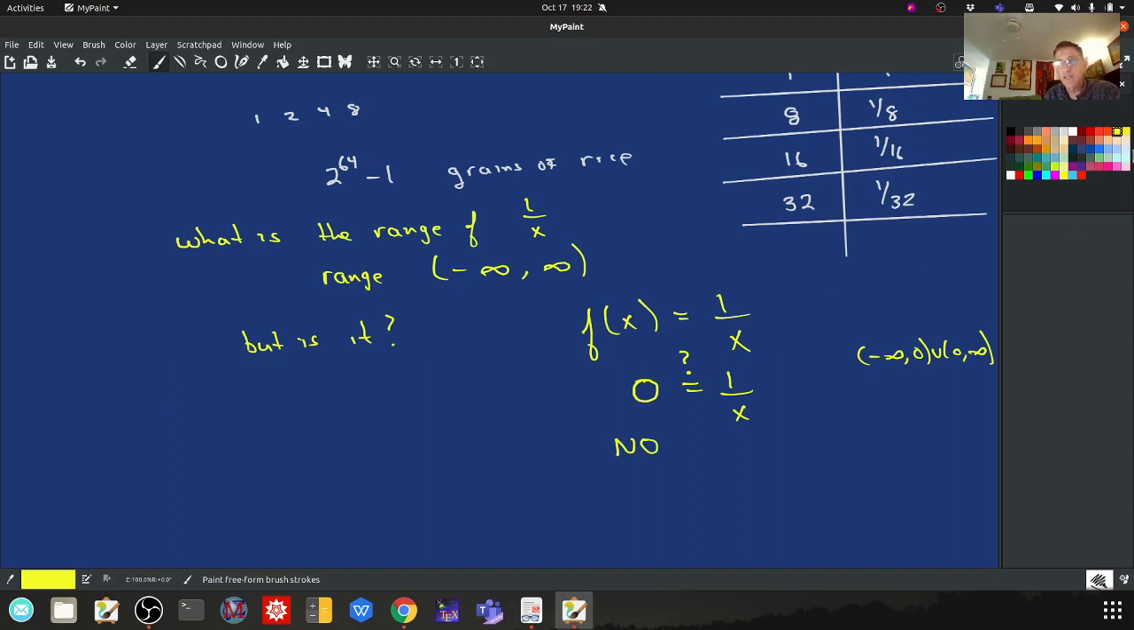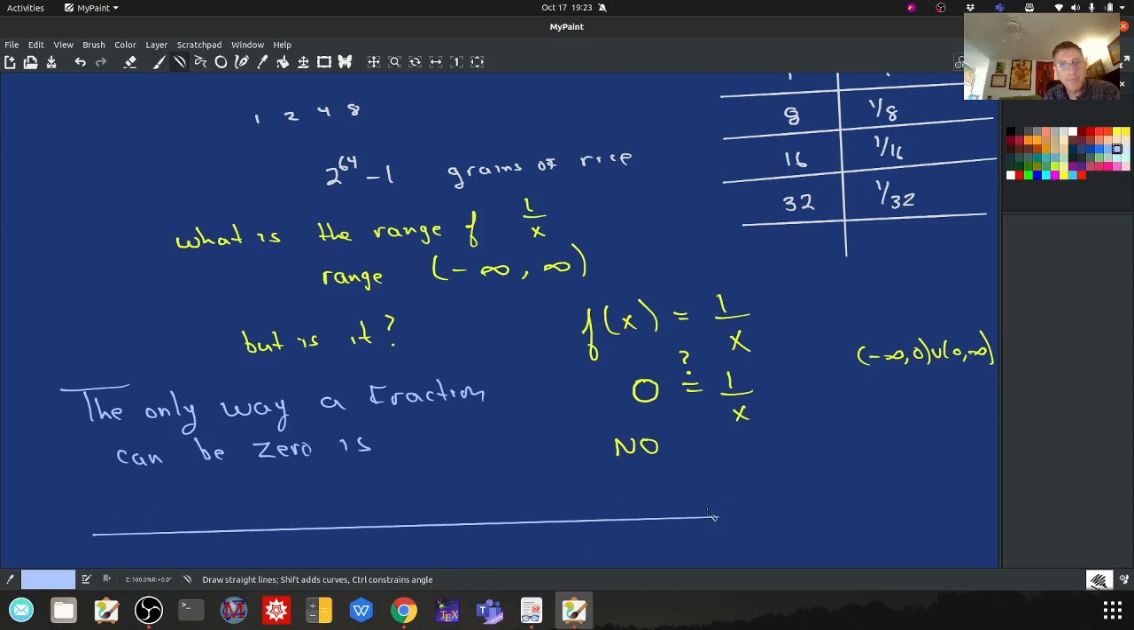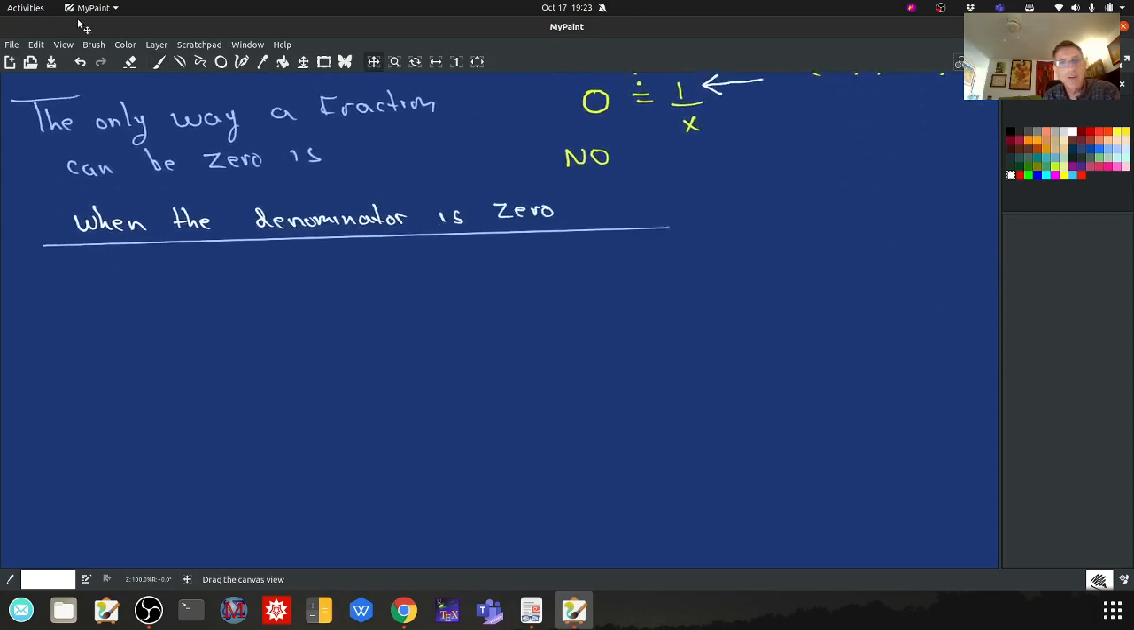So in other words, here it is. The only way, and this is truly the only way, a fraction can be 0 is, I want you to think about this for a second, see if you can fill in that blank. So I hope you've thought about your answer, and here is the actual answer: when the denominator is 0. But our denominator is a constant. Hence, the range of this function we can now answer.